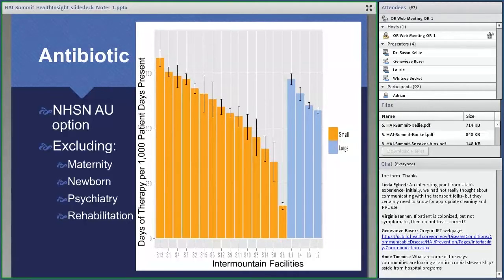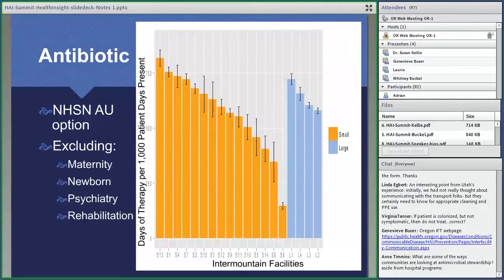And if you look at antibiotic use as a rate, the facilities are all coded on the x-axis, and on the y-axis is days of therapy per 1,000 patient days present. You can see that these smaller facilities have the same rate of antibiotic use or more than even our large tertiary centers that have transplants. So if you look at it that way, you can say, okay, they need stewardship just as much as a large facility needs stewardship because their rates are so comparable or even more.